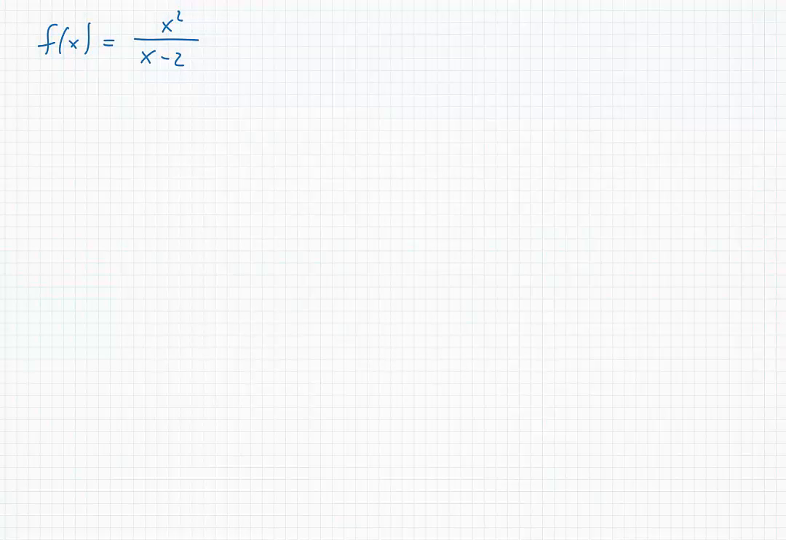The function f of x is equal to x squared divided by x minus 2 is a rational function that we cannot rewrite so that we can just simply apply basic rules to it. This is a candidate for the quotient rule. So let's go through the quotient rule.